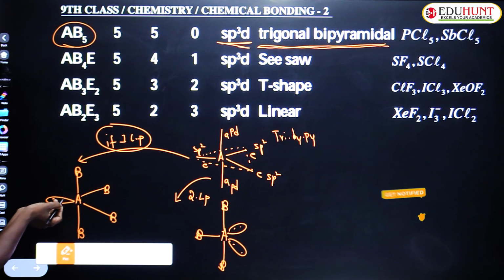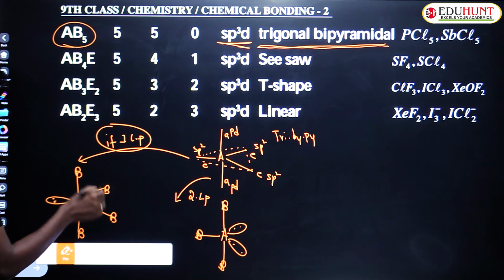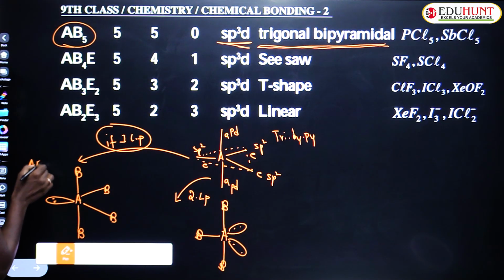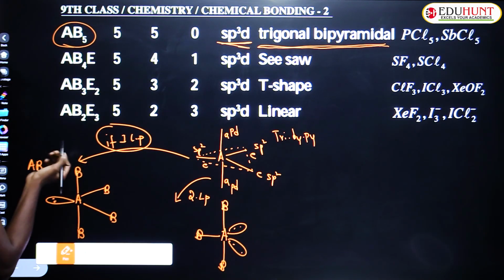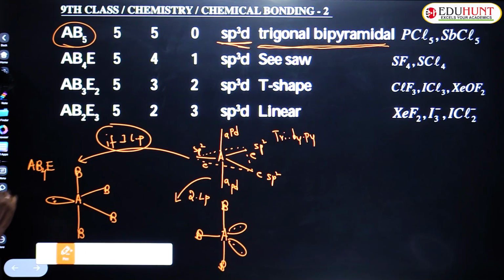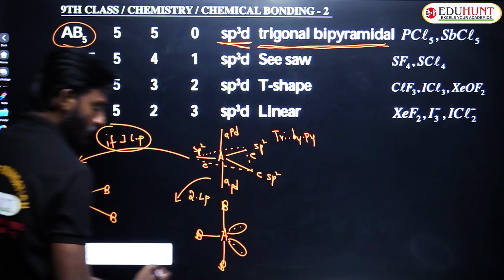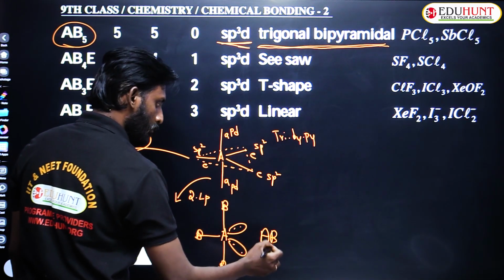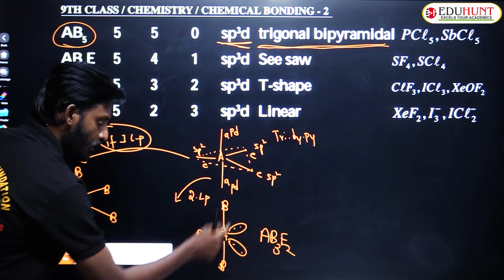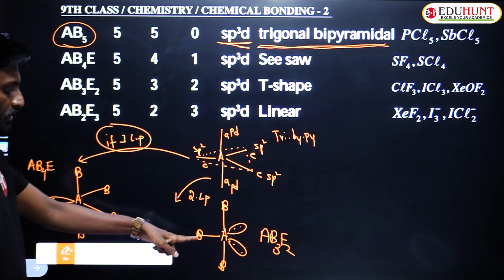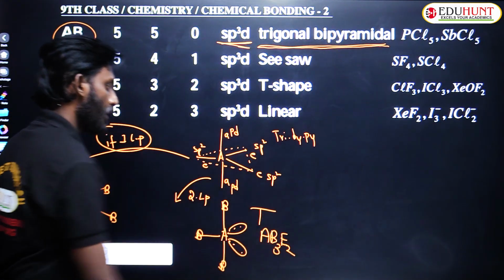What is the formula for this? AB5 actually. In the place of one bond pair you are taking one lone pair, so it is AB4E. Now this one is going to be AB3E2. This is the T shape. It is looking like a T, right? T shape.